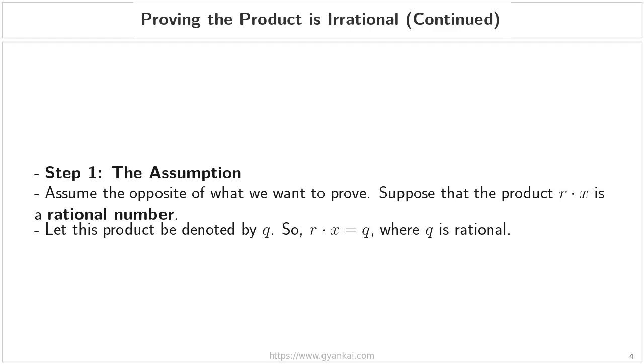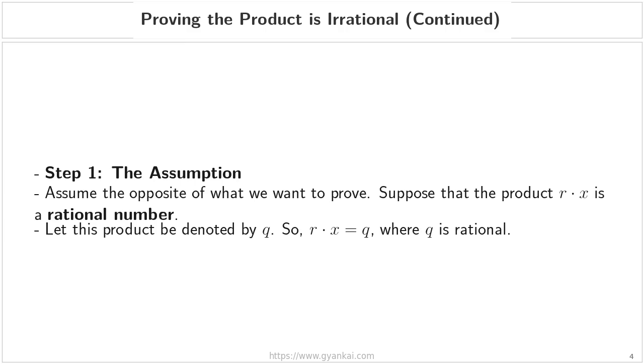Proving the product is irrational, continued. In this step, we use a technique called proof by contradiction. To do this, we start with step 1, the assumption. Instead of trying to prove directly that the product is irrational, we are going to assume the exact opposite of what we want to prove.